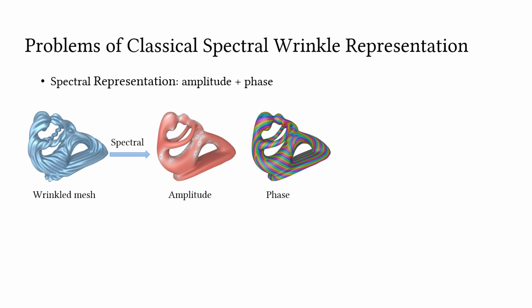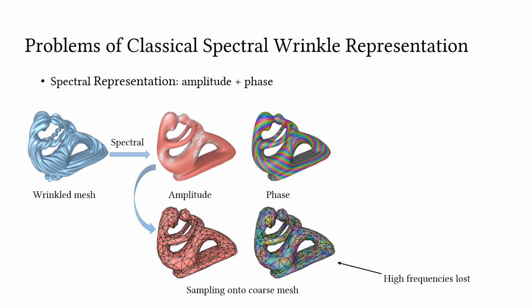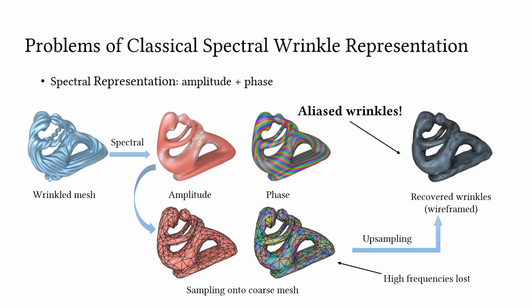In the smooth setting, amplitude and phase at every point can represent arbitrary wrinkle patterns. Unfortunately, this representation does not extend in a straightforward way to triangle meshes. As we see here, sampling phase on a coarse mesh undersamples wrinkles with wavelengths shorter than the triangle size, and the resulting wrinkles are badly aliased.